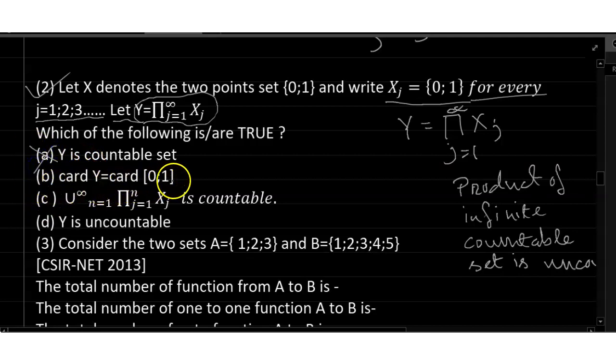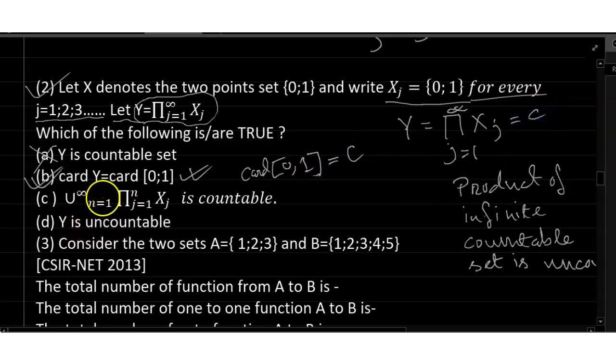Cardinality of Y equals cardinality of {0, 1}, this is correct because it is uncountable, so both are the same. So cardinality of Y is equal to cardinality of {0, 1}. The cardinality of {0, 1} is continuum, and this function is also continuum, so this is correct.